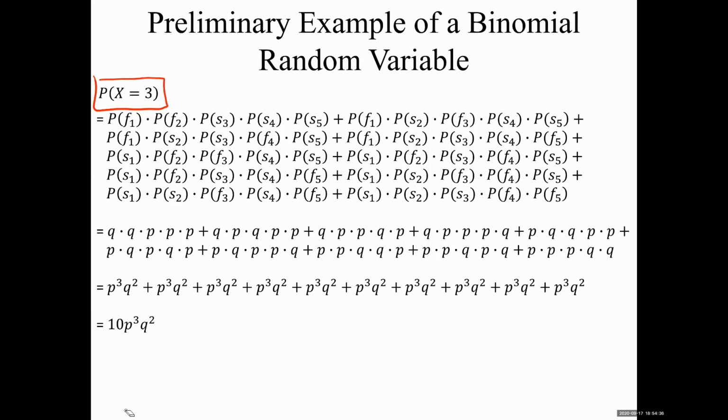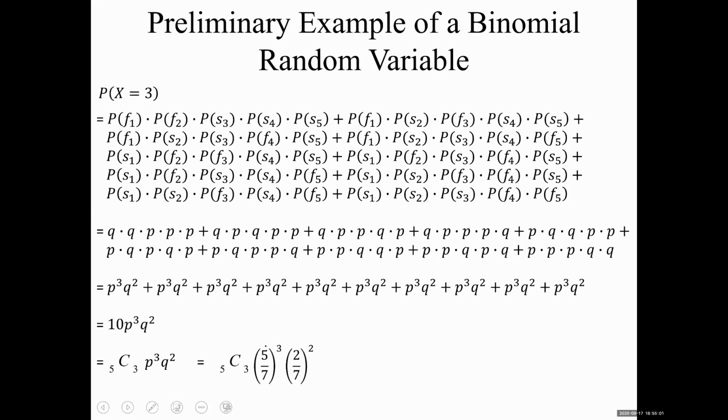If you don't know what 5C3 is, don't worry. I'm going to show you how to find it on the calculator. But this 10 is 5C3. Again, why 5? Because we're doing something 5 times. Why 3 here? Because 3 successes is what we asked about. And so that's basically the formula. And if you're dying to know what the answer is in this problem, I put in what P is, which is 5 over 7, and Q is 2 over 7.